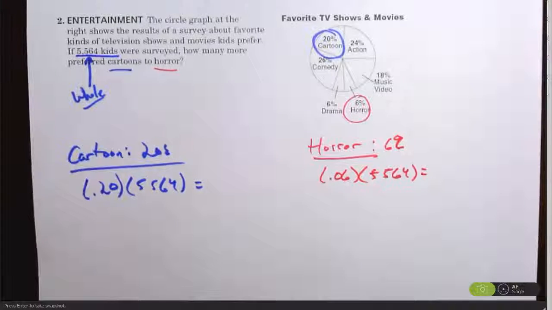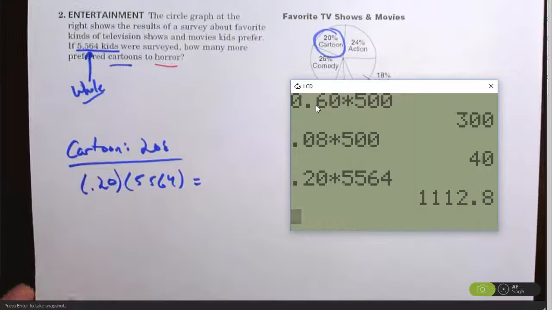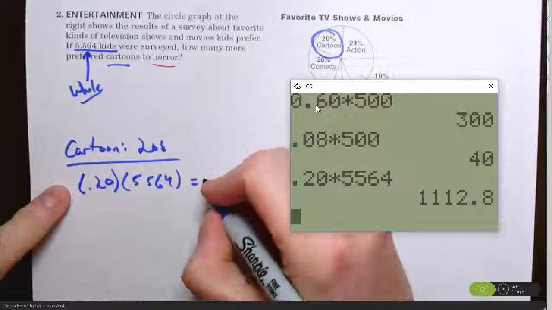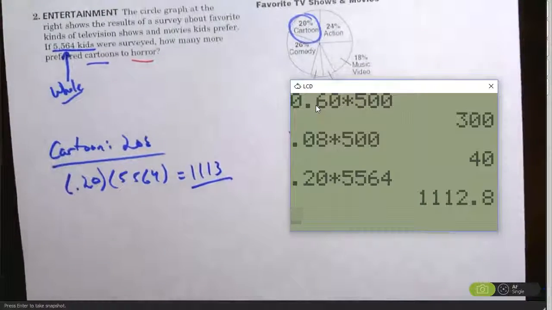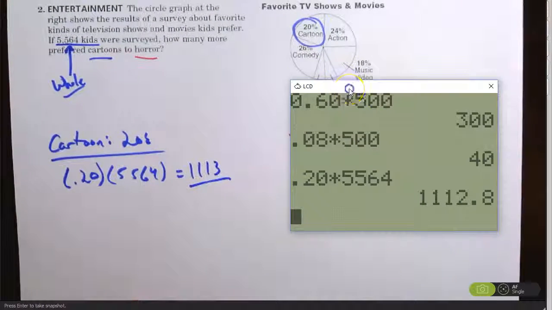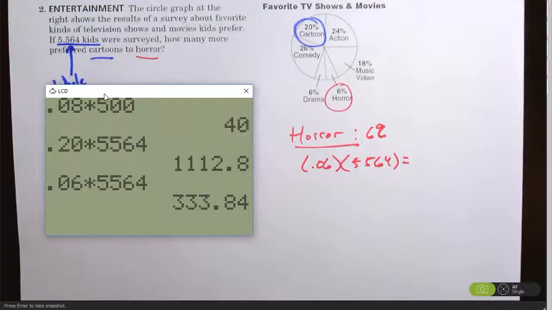So we'll find those amounts real quick. So 20% is 1,112.8. So I'm just going to say 1,113 kids. We're not going to say there's a fraction of a kid. We'll just use the full kid. And then it's 6% of 5,564. So 0.06 times 5,564. Whoops, I forgot to do the times 5,000. That gives us 333.8, so that'll give us 334 as well.